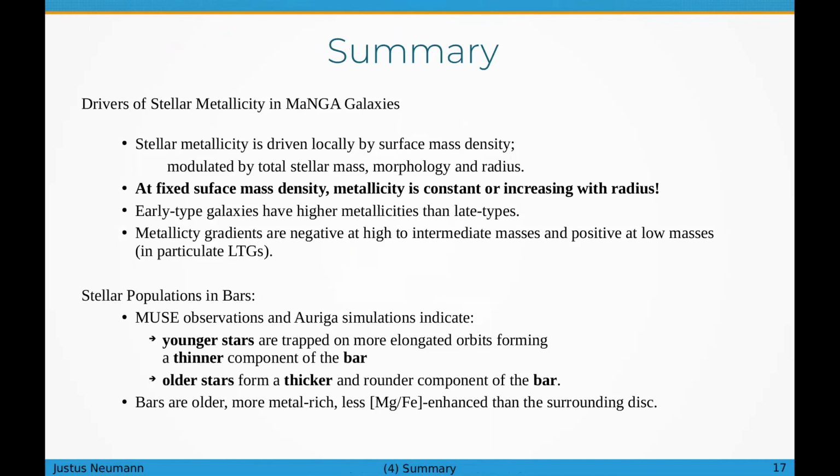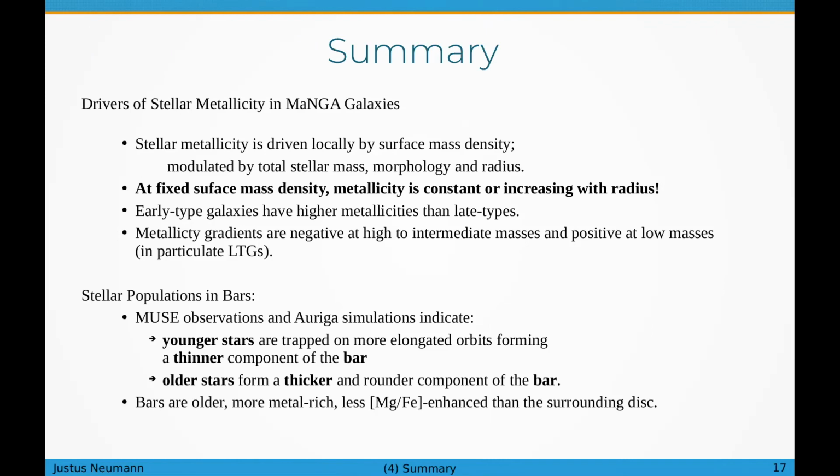There were two different projects. In the first project, we had a very large sample where we could look at drivers of stellar metallicity in galaxies, and we found that stellar metallicity is driven locally by surface mass density. But at fixed surface mass density, the metallicity is constant or increasing with radius, which calls for an additional driver of stellar metallicity that flattens gradients or can even reverse them. This was the main point there.